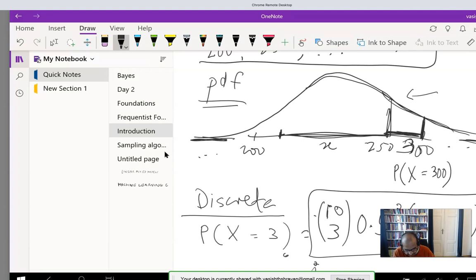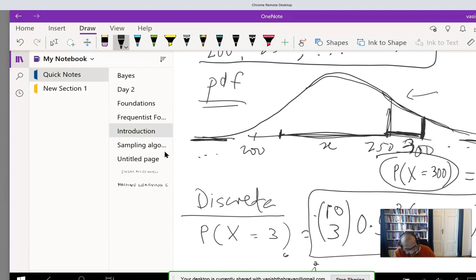So in the continuous case, we cannot talk about the probability of a point value. Why? Because probability is defined as the area under the curve, and the area under the curve for a point value is always going to be 0. So the probability of observing exactly one particular number in a continuous distribution will always be 0. You don't need to do any calculation for that.